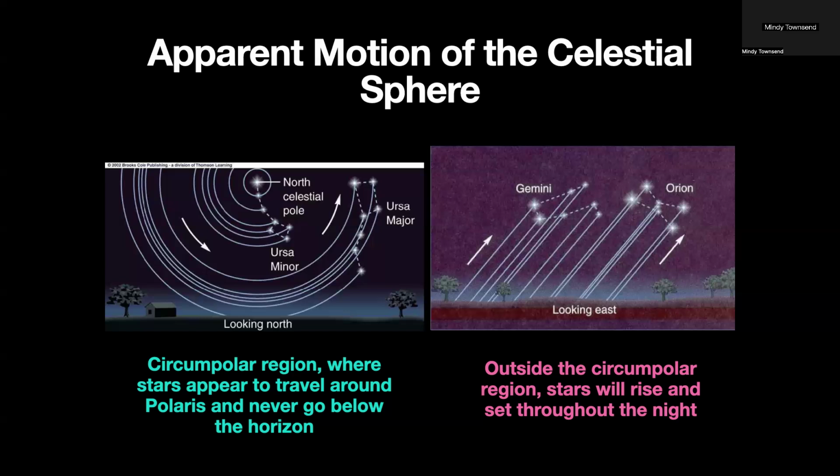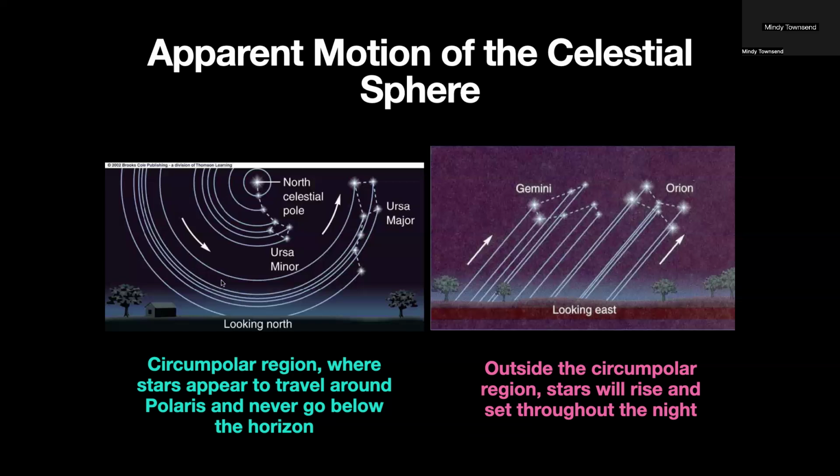is that there is a region in the northern sky where it looks like the stars just travel around Polaris and never set, right? They never go below the horizon. So this is called the circumpolar region. And its exact extent changes depending on where you are. If you're further north, more of the sky will be circumpolar. If you're closer to the equator, less of it will be circumpolar.